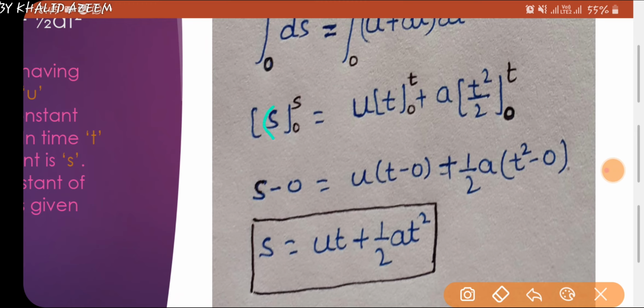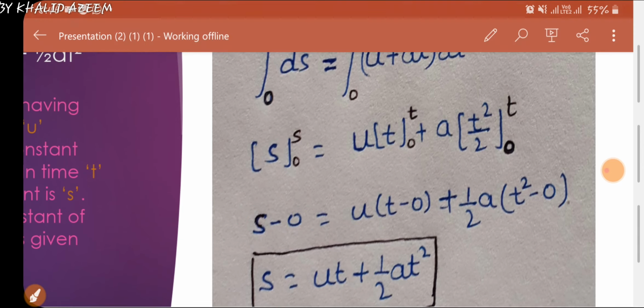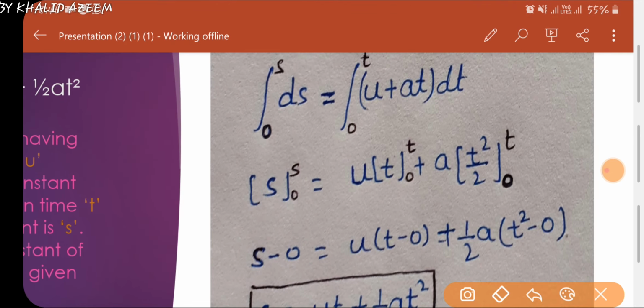Now in the next step I am writing the limit. First in this s I am writing the upper limit, that is s, and then minus the lower limit, that is 0. Similarly on the other side, u as it is. In place of this t I am writing first the upper limit and then the lower limit. Similarly plus a, and this 2 is constant, so I am writing half a, and in place of this t first I am writing the upper limit and then the lower limit.